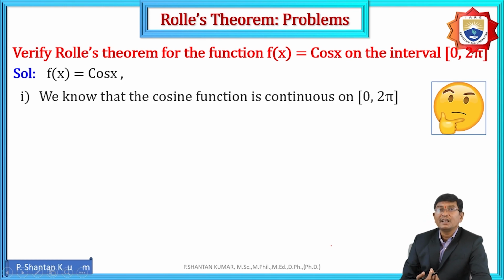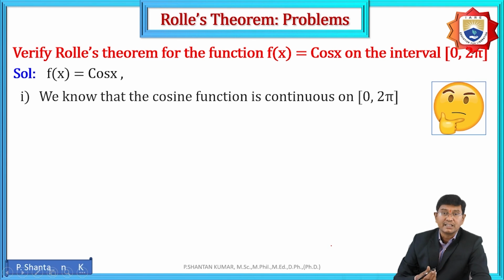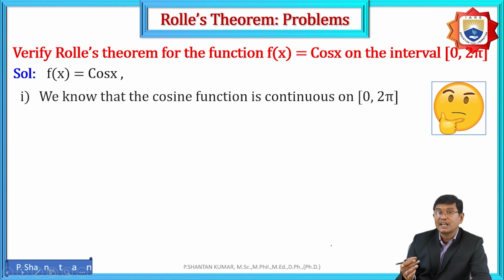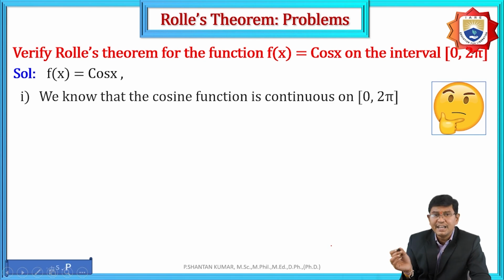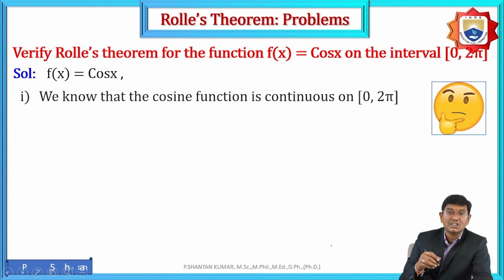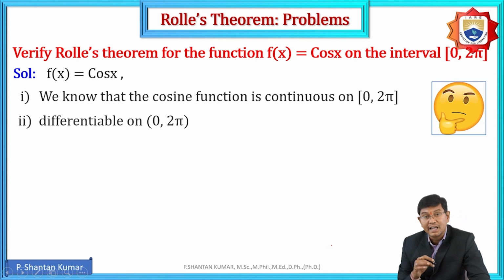Similarly for the second condition, derivability: the derivative of cos x is minus sin x. Looking at sin x between 0 comma 2 pi, sin 0 is 0 and sin 2 pi is also 0. Taking any middle value, the sin value is clearly defined. Therefore, the derivative exists, and the function is derivable at the points in between.